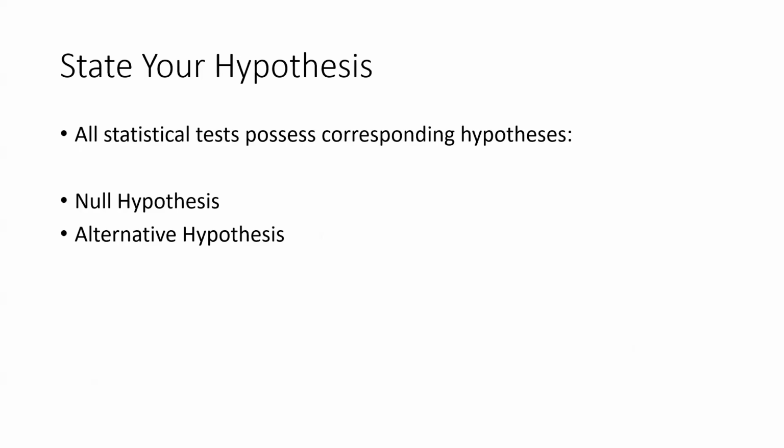So all statistical tests possess the corresponding hypothesis. We have the null hypothesis and the alternative hypothesis. Okay? So we have a null hypothesis and an alternative hypothesis if we're applying a statistical test, regardless as to what the methodology is, whether it be chi-square, ANOVA, t-test, etc. Each of those is going to have a null hypothesis and an alternative hypothesis. So let's talk about each.